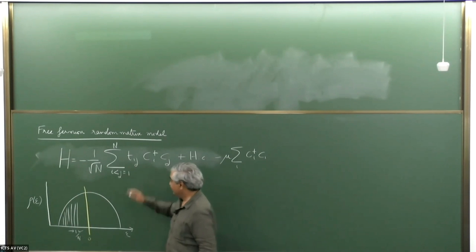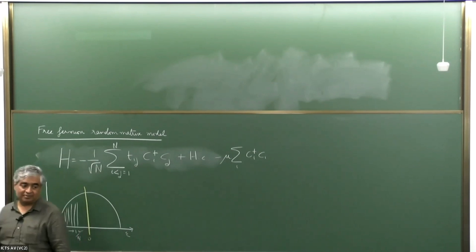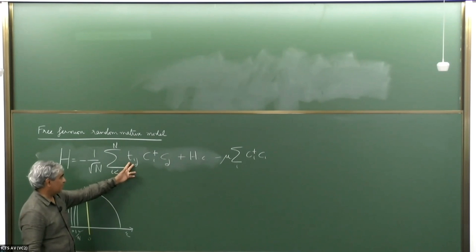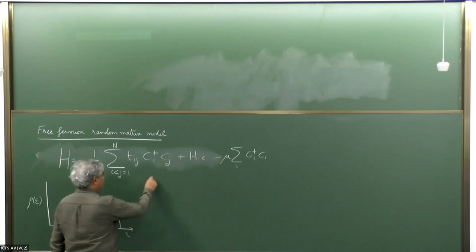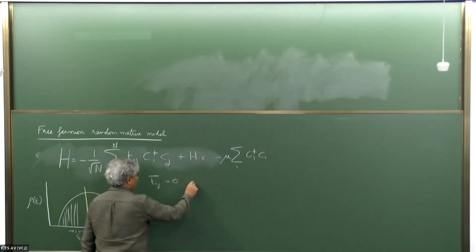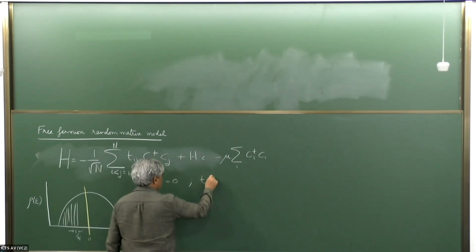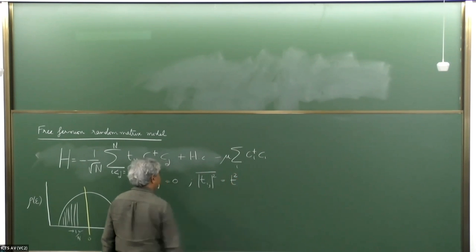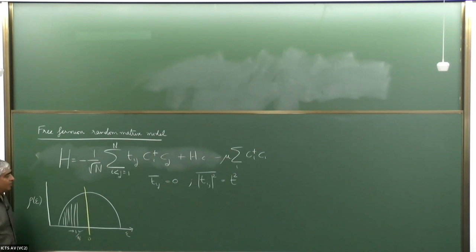So the main point in discussing a few aspects of this model is just so that you have a simpler setting in which you can then see all the different things that happen in the SYK model. So as I discussed, you have some random matrix elements Tij, which have zero mean, mean square value is T squared. And they're all independent of each other. That's really the most important property.